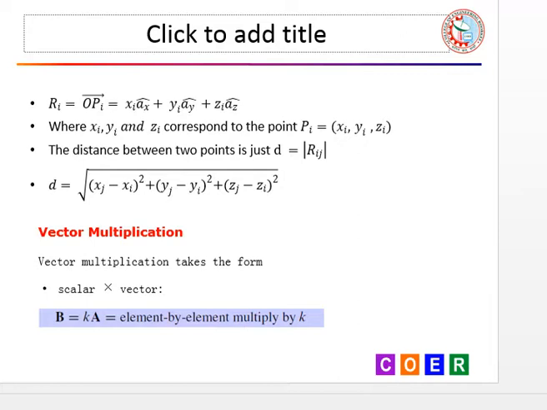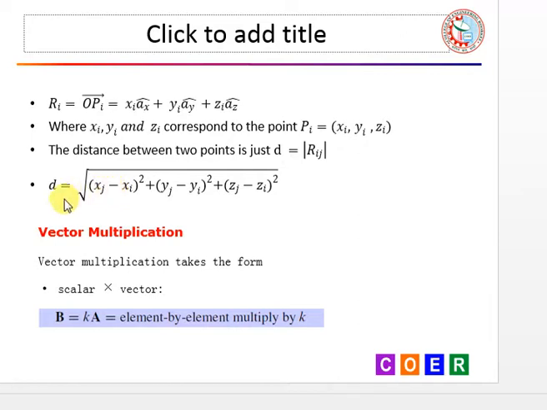From the previous picture, we can write the resultant of two vectors: the position vector OPi is equal to xi unit vector ax plus yi unit vector ay plus zi unit vector az, where xi, yi and zi correspond to the point Pi. The distance between two points is represented by D or magnitude Rij.